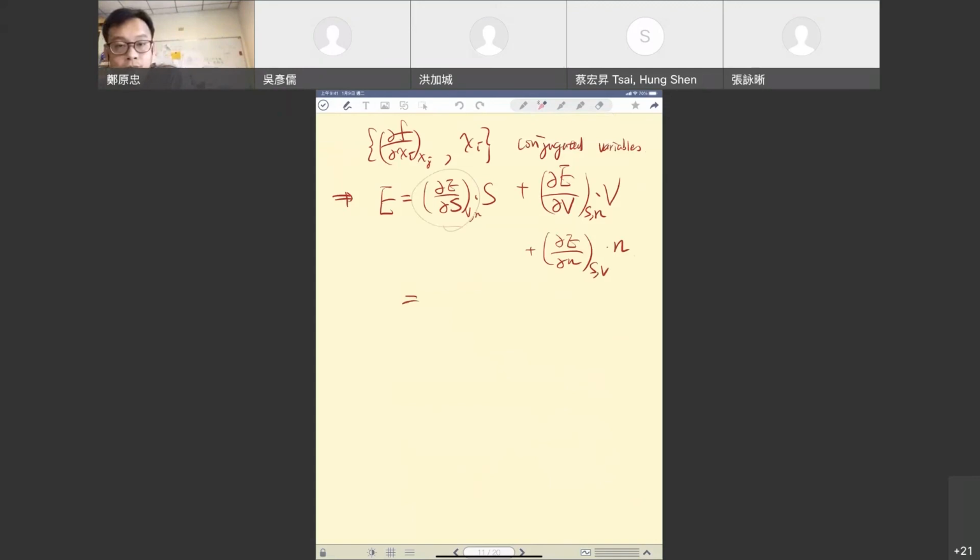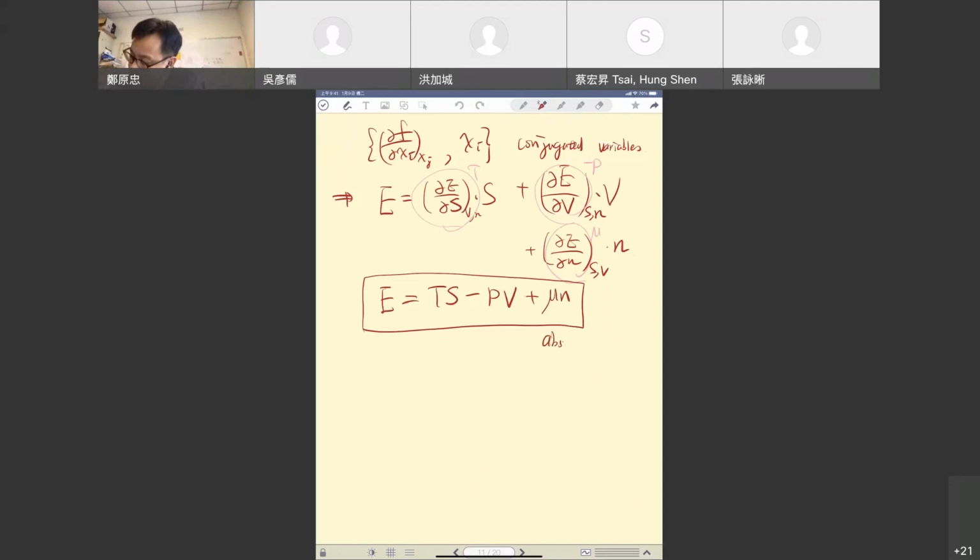Well, what is this? We should know each of them. This is temperature. This is minus pressure. This is chemical potential. So I'm going to write this down. Your energy function actually is E equals TS minus PV plus mu N. The difference between this one and the total derivative one is that this one is the absolute function. And from here, A is E minus TS. So A will be, I'll write down, minus PV plus mu N.